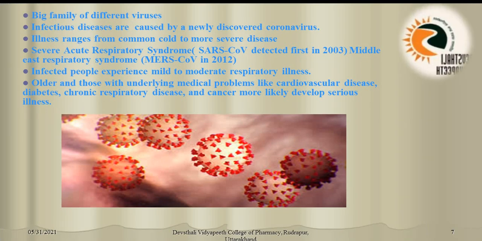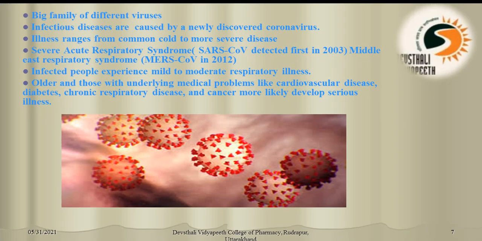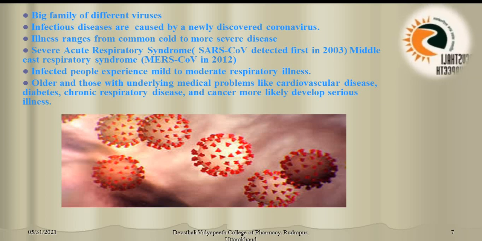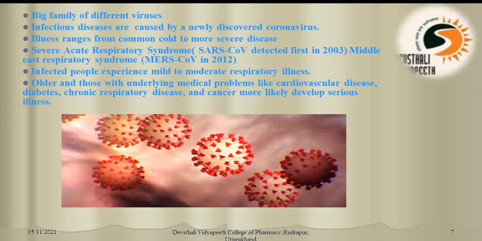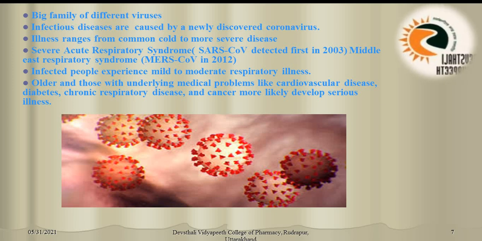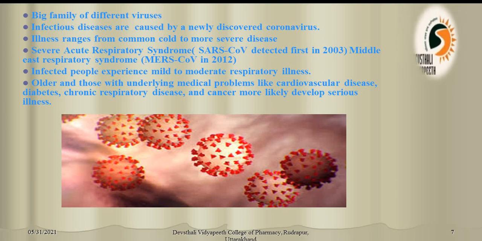Moving further, these viruses are a big family, and infectious diseases are caused by these newly discovered coronaviruses, and the illness can range from the common cold to more severe forms. The symptoms could be mild, moderate, and it can also lead to severe disease. SARS-CoV and MERS-CoV were the 2 coronaviruses detected in 2003 and 2012 respectively.